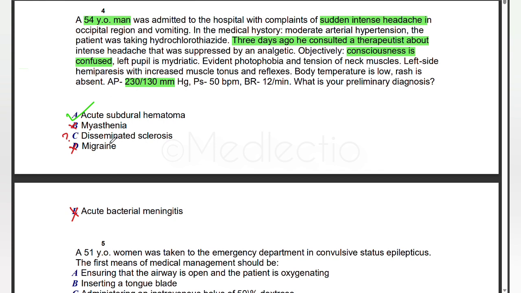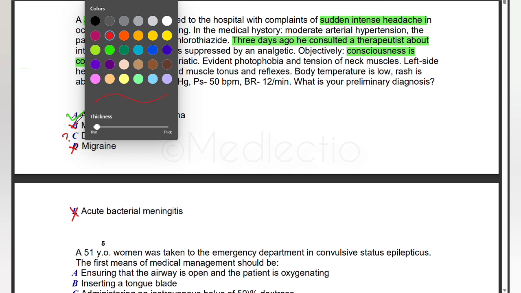And why not sclerosis? Because in sclerosis we will have multiple symptoms, not just one, like left-sided hemiparesis with increased muscle tone and reflexes. In multiple sclerosis we will have multiple symptoms with weight loss and worse prognosis, and we will have a history like this. So we exclude this also.